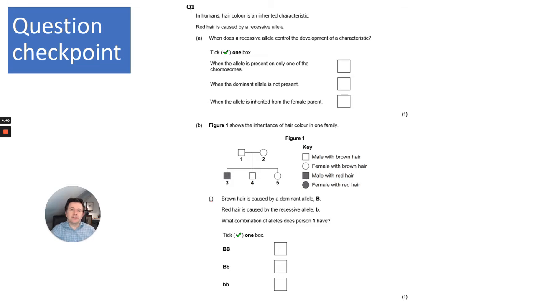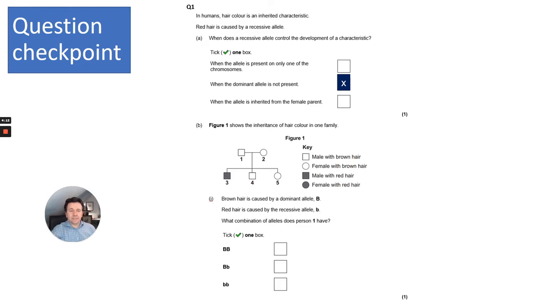Right, so this question says, in humans, hair colour is an inherited characteristic. Red hair is caused by a recessive allele. So when does a recessive allele control the development of a characteristic? Looking at the answers, the correct answer would be when the dominant allele is not present. So you would need 2 recessive alleles for red hair to occur.